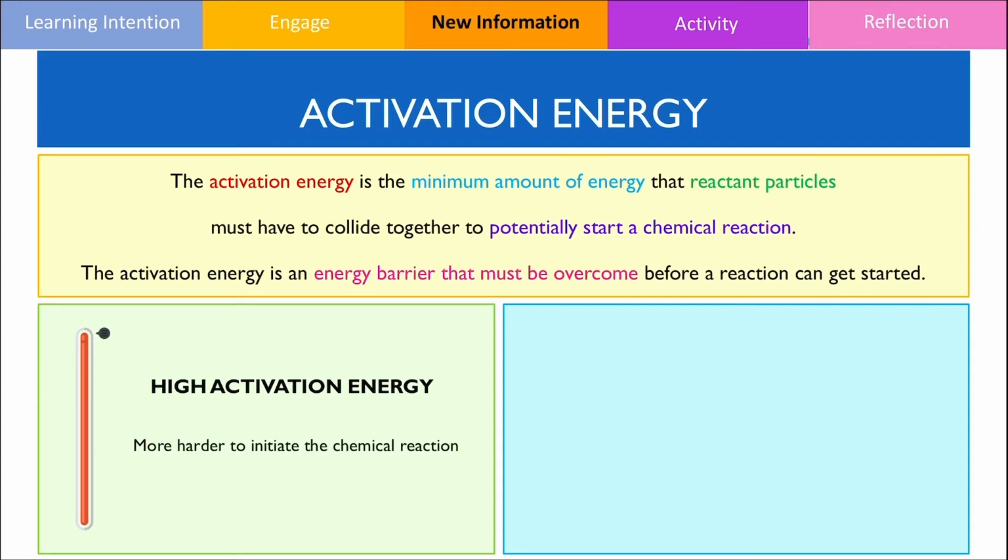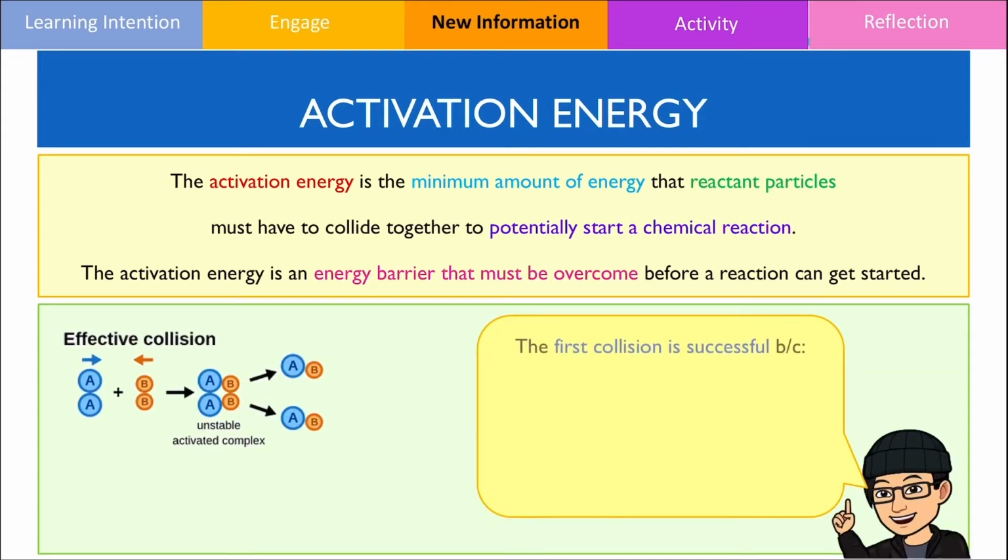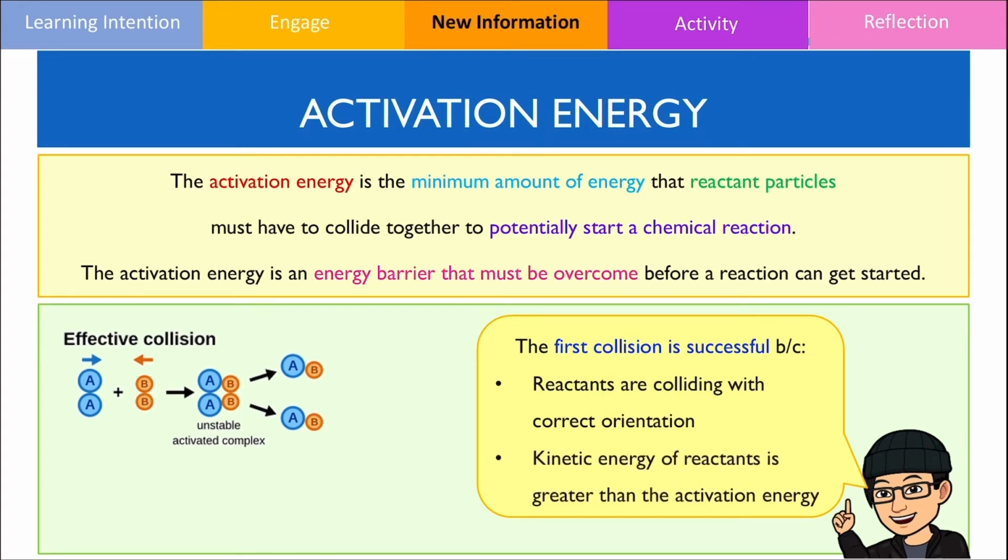However, if the activation energy was low, it is easier and more likely for a chemical reaction to occur because reactant particles would be able to meet the energy requirement. In the diagram below, we can explain why the following reaction is successful by referring to the principles of collision theory. This is because A, the reactants are colliding with the correct orientation, and B, the kinetic energy of the reactants in which they collide is greater than the activation energy.